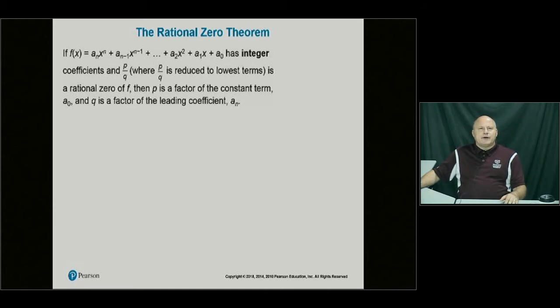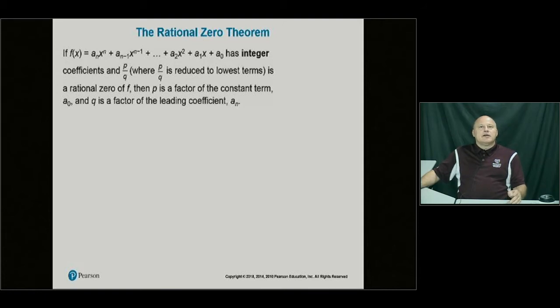So you've seen this before. If f of x equals a sub n x to the n plus a sub n minus 1 x to the n minus 1, all the way out to a sub 0. Remember, that's just a generic form of a polynomial function that has degree n. Now, let's assume it has integer coefficients, and if p over q, reduced to lowest terms, is a rational zero of f, then p is a factor of the constant term, a sub 0, and q is a factor of the leading coefficient.